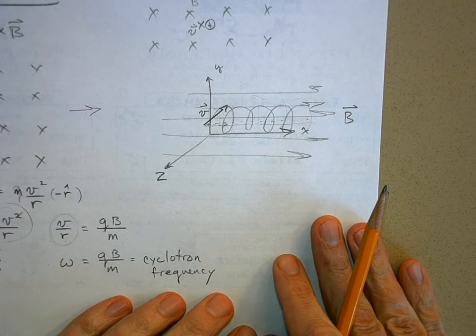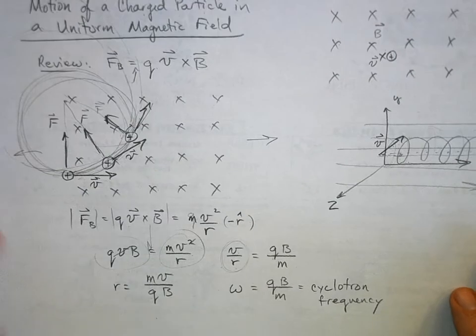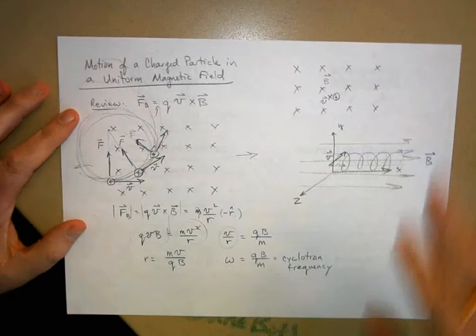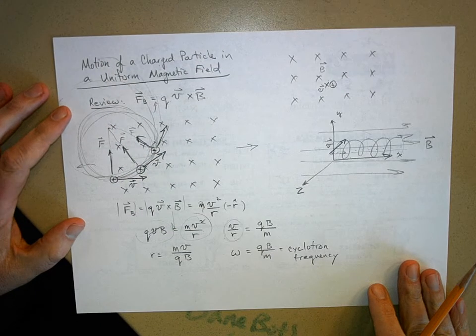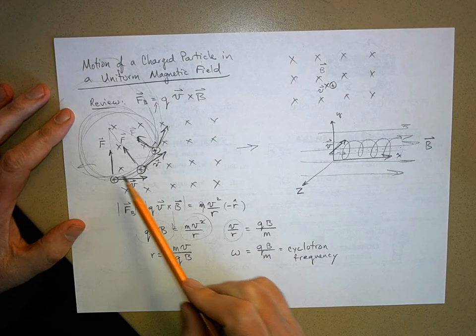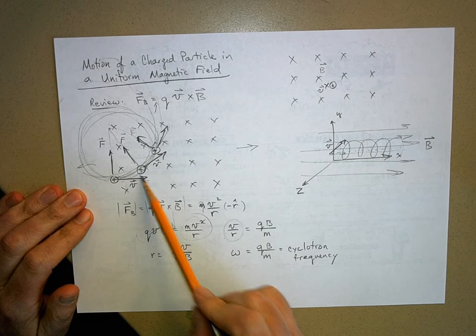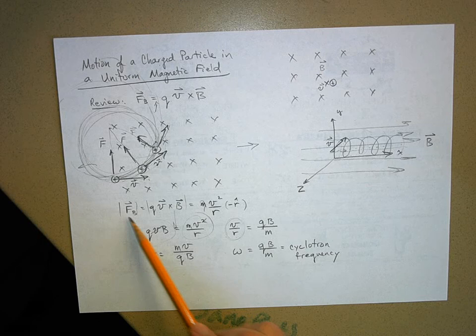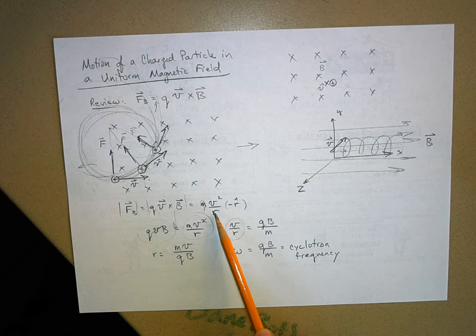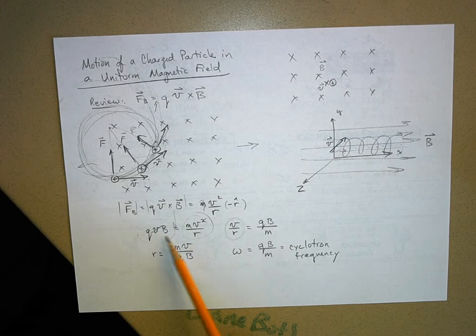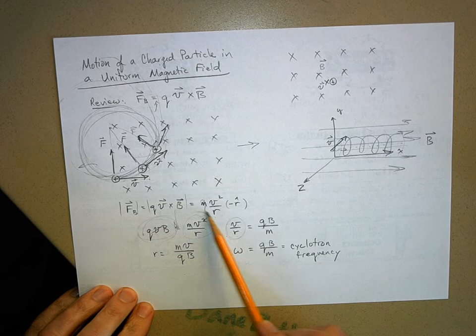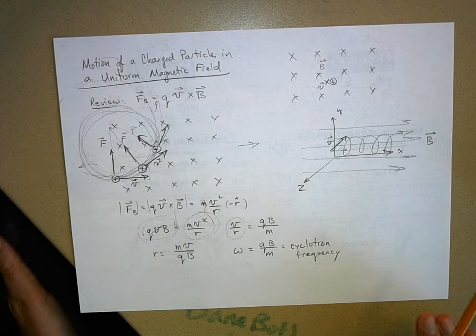So anyway, this is what the motion of a charged particle in a uniform magnetic field looks like. If the velocity is perpendicular to the magnetic field, it'll just move in a circle. And of course, things that move in circles have to be forced to do so by a centripetal force, and the magnetic force is the centripetal force, and we can use that. If all you remember is that the magnetic force is the centripetal force, you can pretty much solve all the problems they're going to give you.